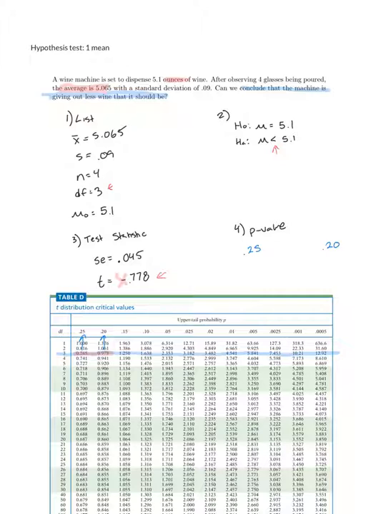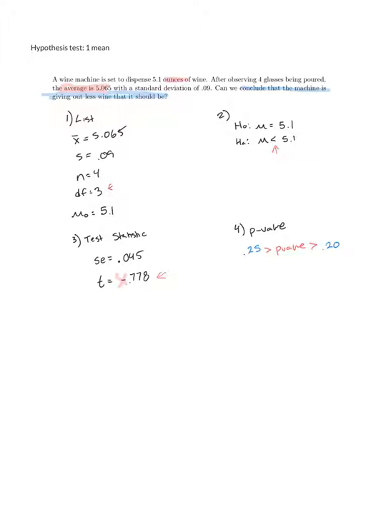I don't have to double it because it's only a one-sided. My p-value then will be in between those two because my t is in between those two. Put in my greater than symbols, going left to right. And this shows me that my p-value is somewhere between 25 and 20%. Let's go ahead and get rid of the t-table now and move on to the 5th step. The 5th step is our conclusion.